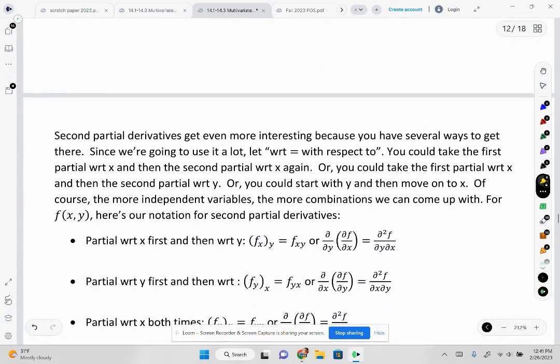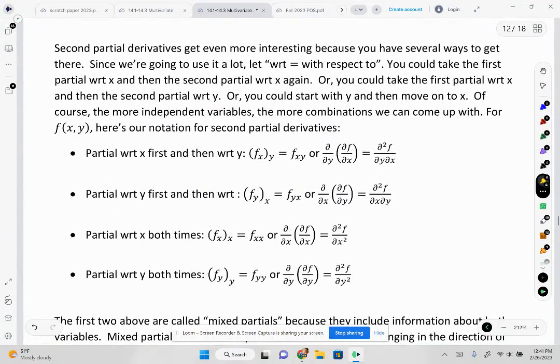All right, second partial derivatives get even more interesting because we have several ways to get them. In fact, for one three-dimensional equation where we have, say, f of x y equals a function of x and y, we have four second partial derivatives.